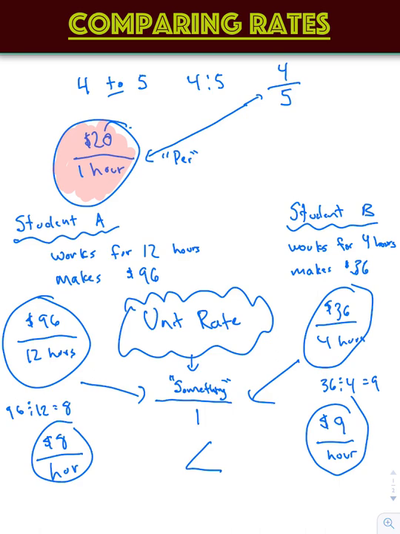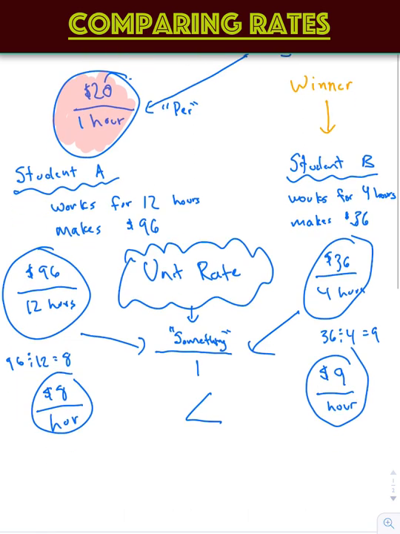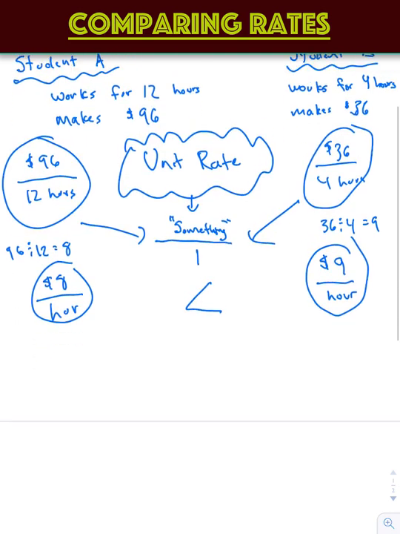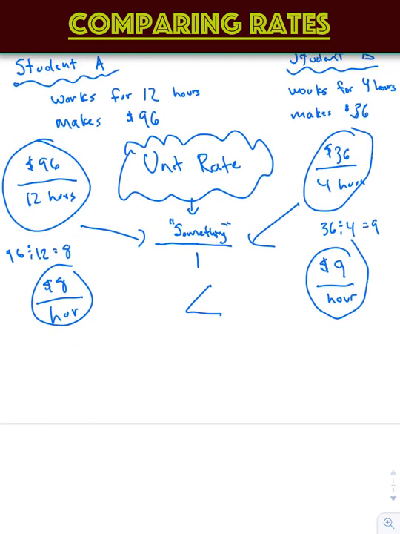If you were a student in this scenario, you'd rather be student B because they make more dollars per hour. Even though student A made more money, if we ended up working for the same amount of hours, we would discover that student B would eventually make more than student A. So we have dollars an hour. This is called a rate table.